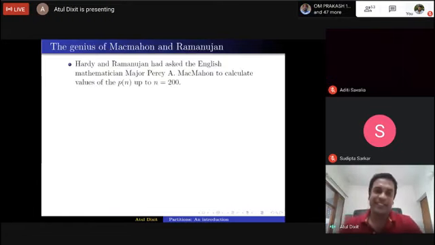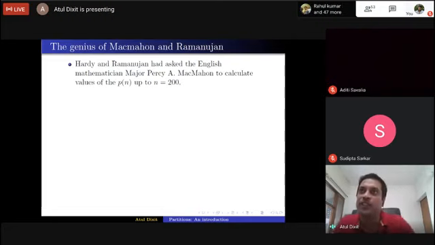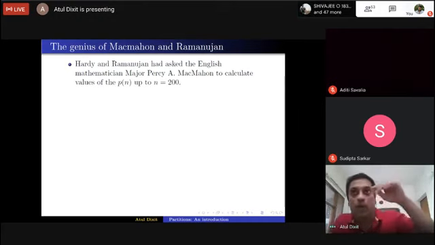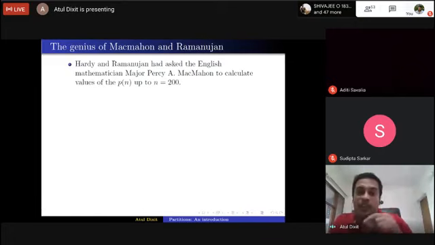Okay, let us see this story again between Hardy-Ramanujan and McMahon. So Hardy and Ramanujan thought of approaching partitions analytically. They wanted to construct a formula for P of n, and you just put n, however high it may be, and that gives you an answer. Whereas McMahon was asked by Hardy and Ramanujan to actually compute up to n equal to 200.